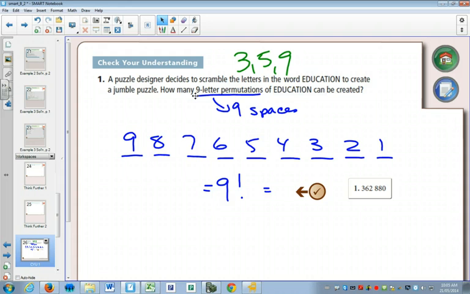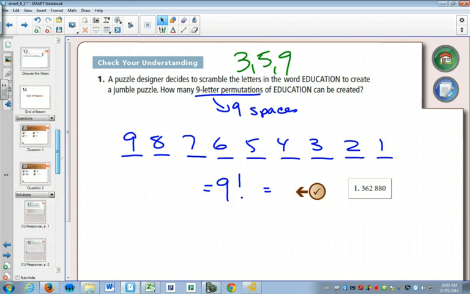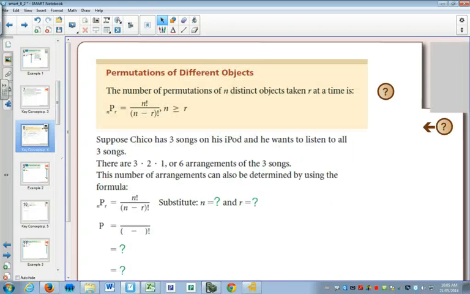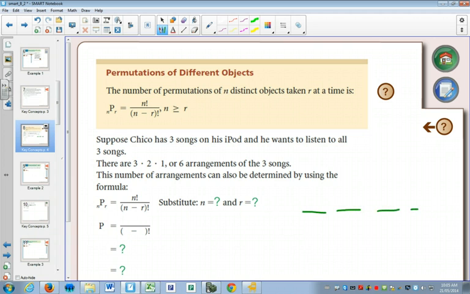Okay. Now at the bottom of this page, we have a formula. I'll just go to that formula. Permutations of different objects. Now sometimes what we could do with that education question is say, you want to make a password, you love the word education, so you decide I only want to use the letters from education to make a password, but my password can only be 4 digits or 4 letters long. So you would have 4 decisions to make. And how many would you have for the first one? 9. Then 8, then 7, then 6.